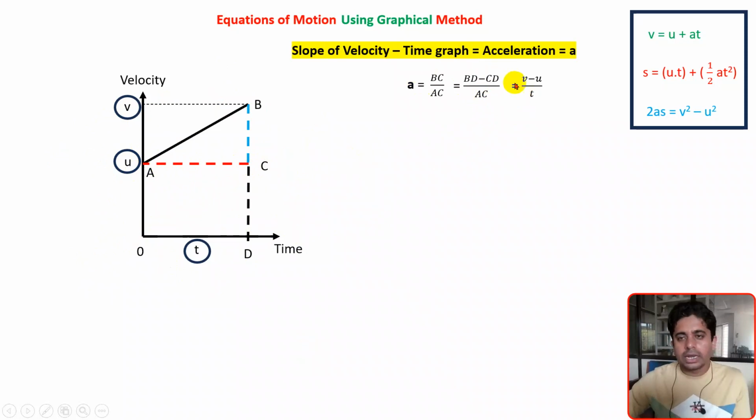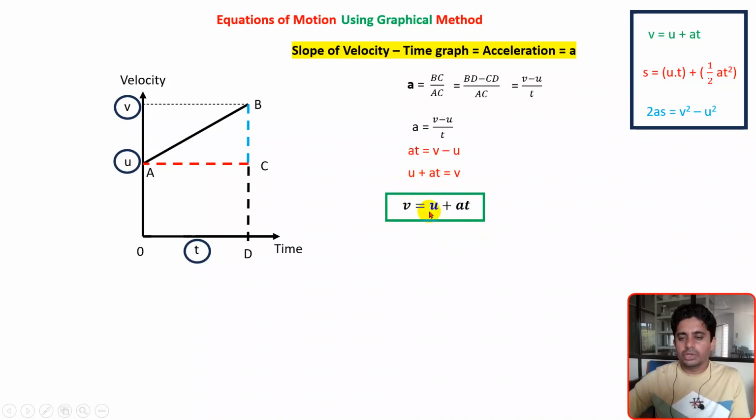So acceleration I can write as v minus u divided by t. a is equal to (v minus u) divided by t. Now this t I will take to the left hand side, so at is equal to v minus u. Now this minus u term I take to the left hand side, so it gives u plus at is equal to v. Finally I can write v is equal to u plus at. So this is the first equation of motion.